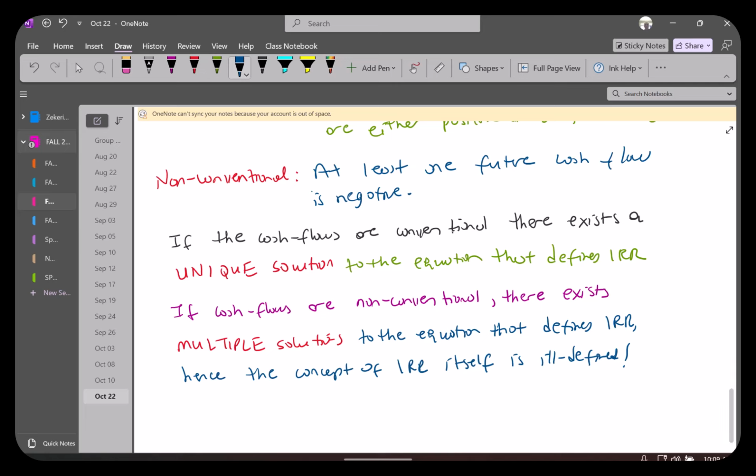If there are two solutions, which one is the internal one? So if cash flows are not conventional, you should not ever use IRRs to make decisions. And I'll give you examples of how that could happen. But let's do our implementation first.